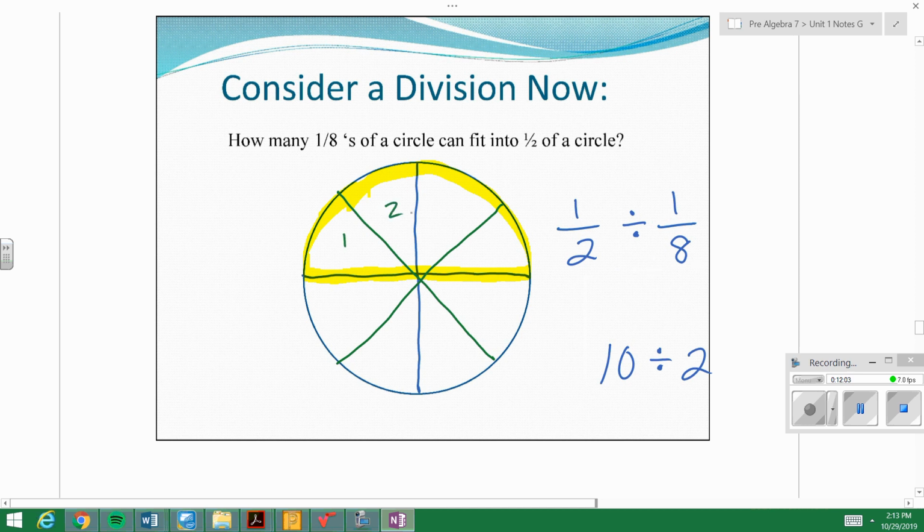Here is 1, 2, 3, 4, 1/8 of our circle. Each of these are representing an eighth. And 1/2 divided by 1/8 is 4. That's interesting. So that makes sense with the circle, but mathematically, this is not as easy as simply dividing across the top or multiplying across the top and the bottom like we did in the last thing. So what's going on here?